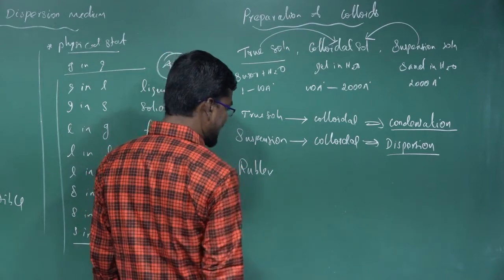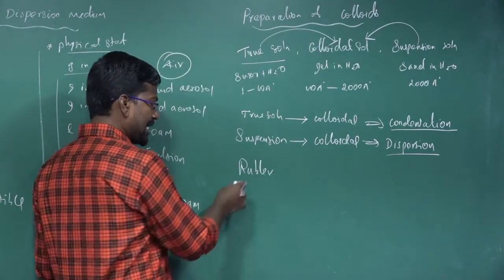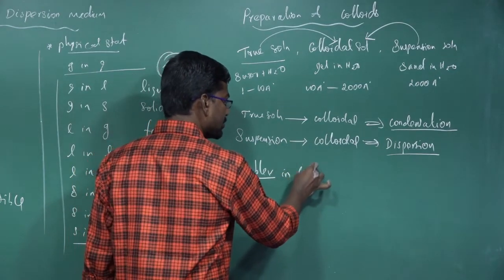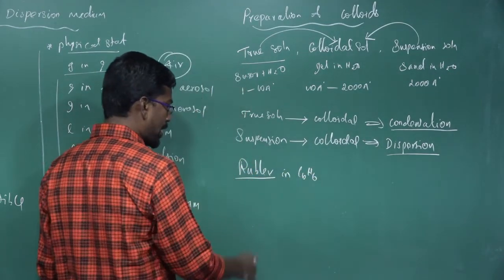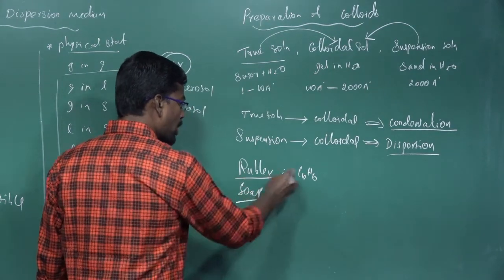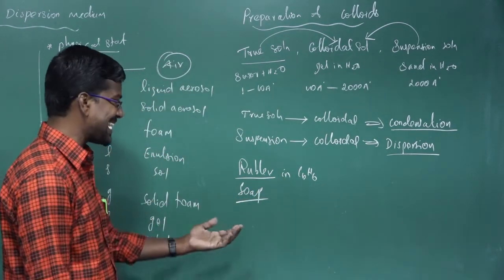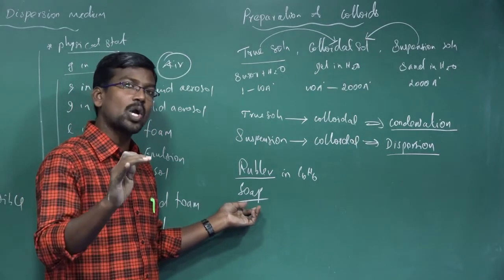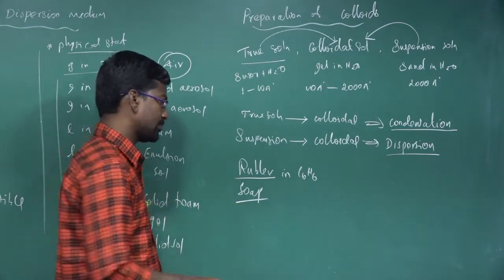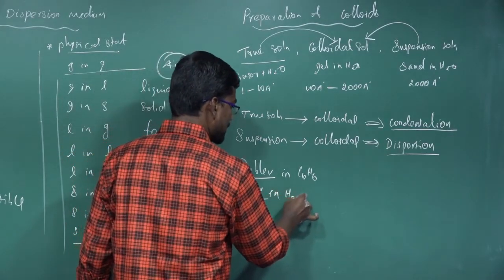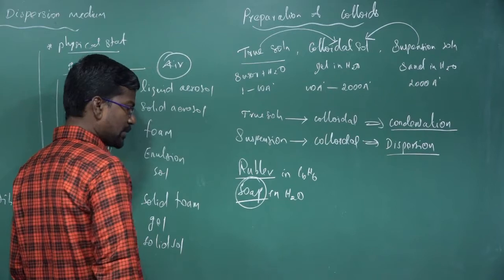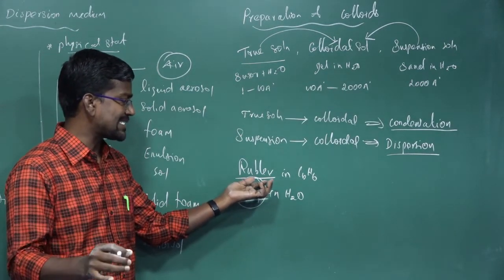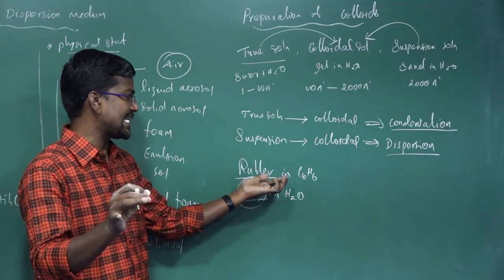Rubber particles initially exist as colloidal particles. Rubber particles always exist as a colloidal solution in benzene. Another one, soap solution. Soap solution spontaneously exists as a colloidal substance in water. So soap exists spontaneously as a colloidal solution in water. Rubber particles initially exist in benzene.